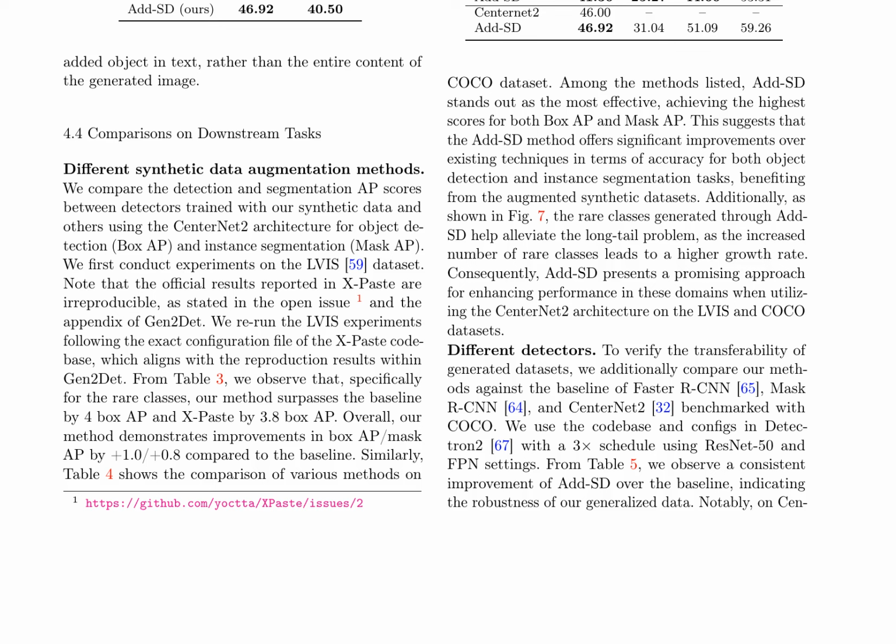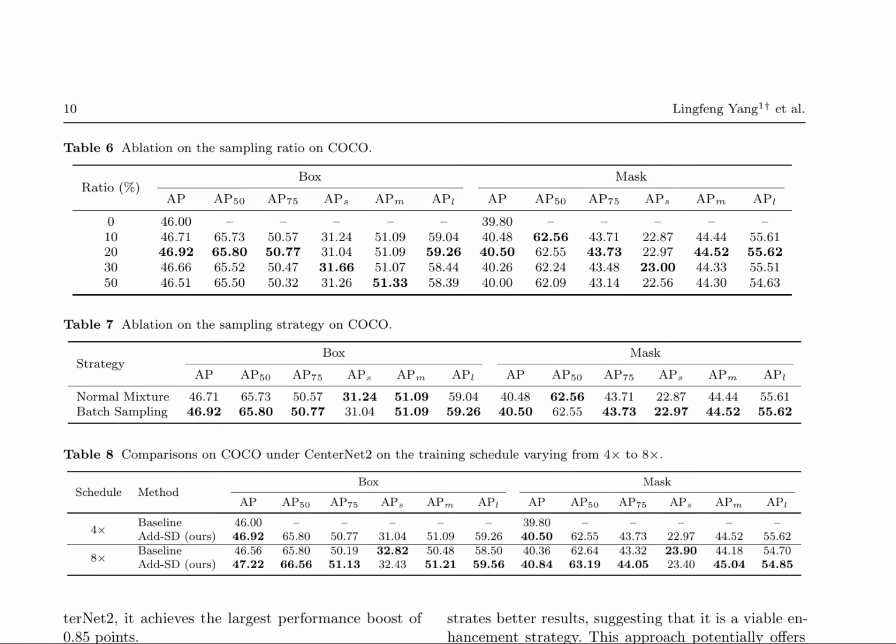The ablation study in Section 4.5 explores the effects of synthetic data sampling ratio, batch sampling, and training schedule on performance. The results indicate that a sampling ratio of 20% yields the best performance for mixed learning on COCO, and that batch sampling demonstrates better results than normal mixture. The training schedule is also extended from 4 times to 8 times, and the results show that ADSD achieves continuous improvement with the extended training time.